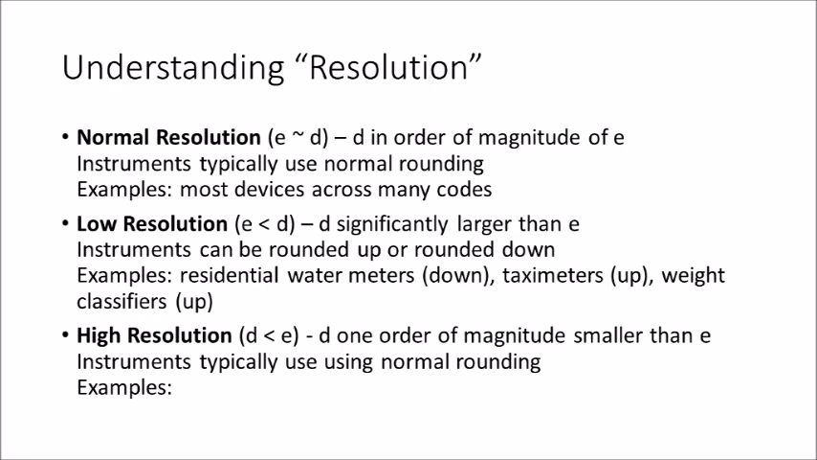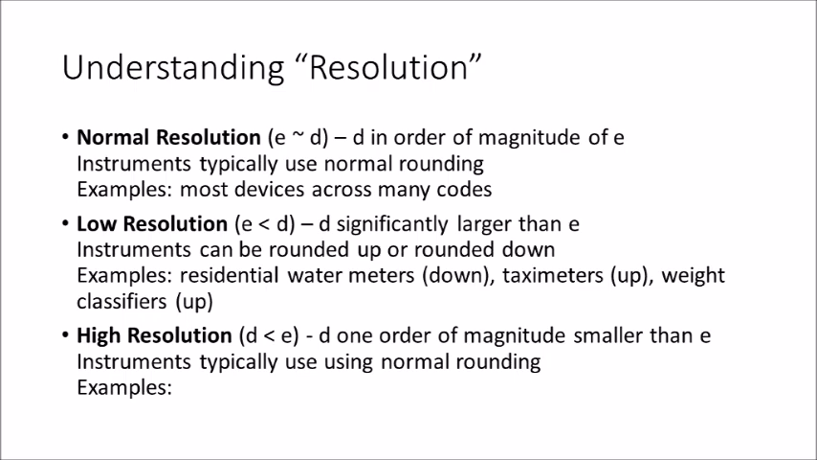If we understand resolution, we recognize that the scale division D is not necessarily tied to the tolerance of the instrument as expressed in E, the verification scale division. Since they're independent, we can have differing relationships between D and the tolerance. The most common relationship is what we call normal resolution, where E is about the same magnitude as D. And I say about the same magnitude because the tolerances may be expressed in a different unit of measure that may not produce exact equivalence.